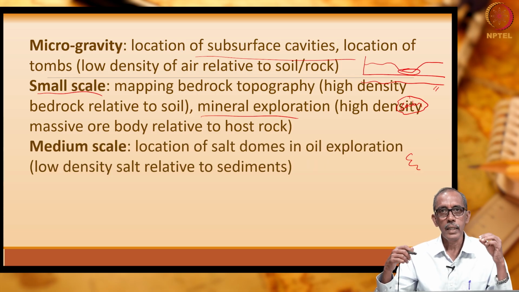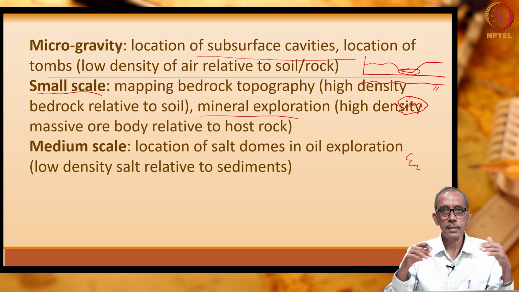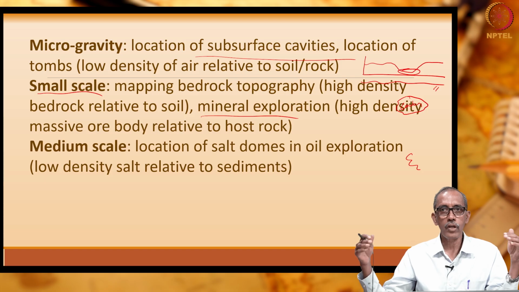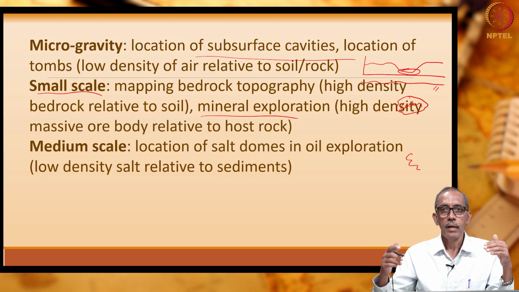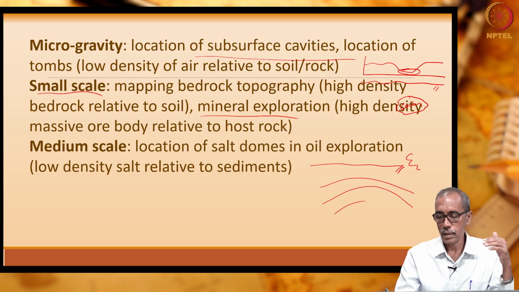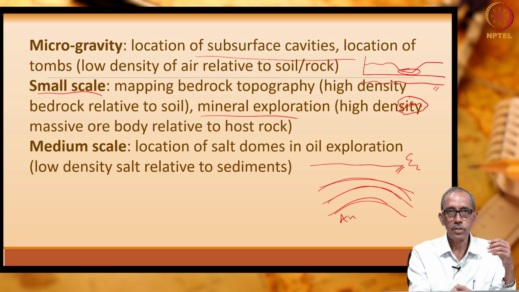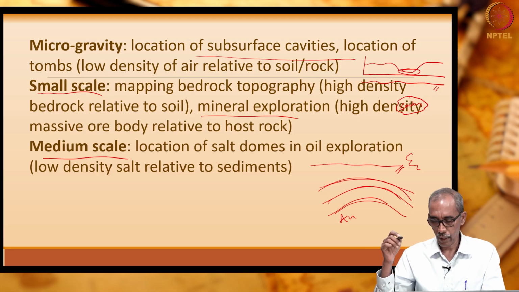Then in medium scale, we try to understand relatively large structures, especially structures running to several tens of kilometers, such as a big anticline. This is the ground surface. Beneath the surface, you may have the formations in the form of an anticline, that is, like a curve. This is known as an anticlinal structure. Such anticlines can be understood from medium scale survey.